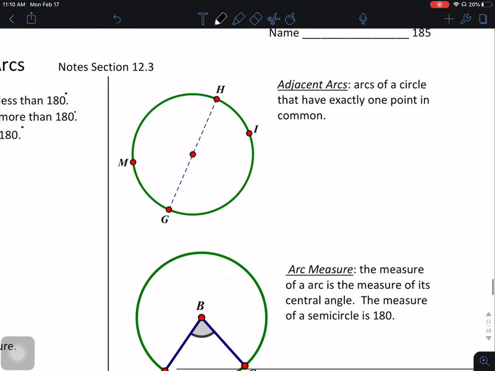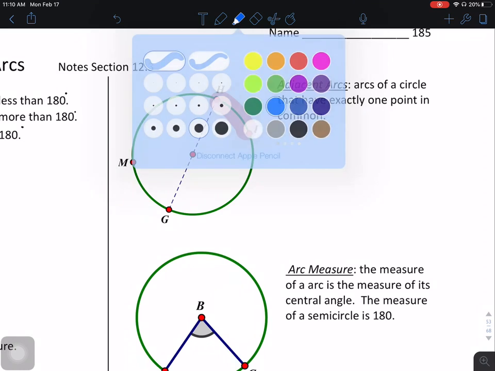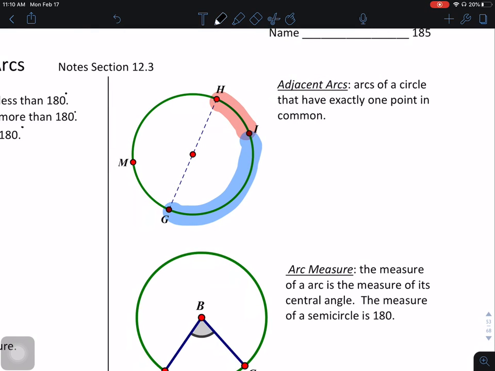Adjacent arcs. Arcs of a circle that have exactly 1 point in common. So, for example, arc HI and arc IG are adjacent arcs.